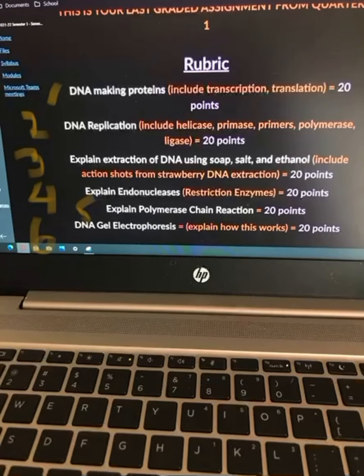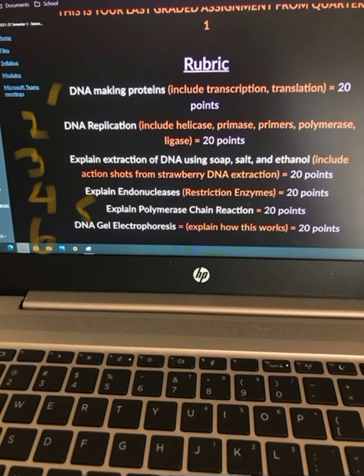In DNA replication, there are 5 different components that make up what DNA replication is. Those being helicase, primase, primers, DNA polymerase, and ligase. There are different functions to each of these components of DNA replication.